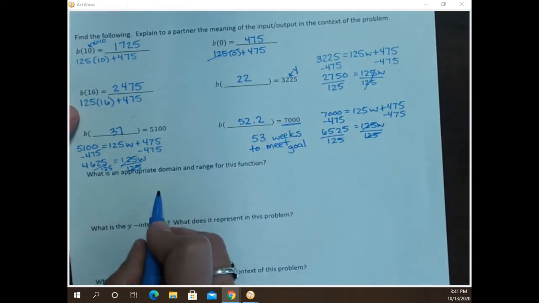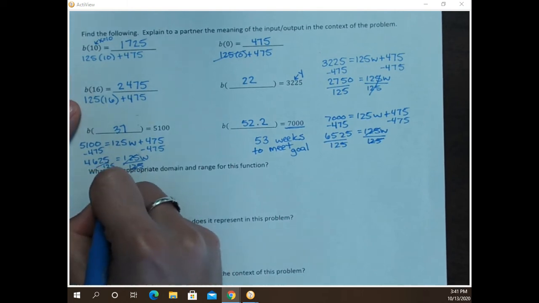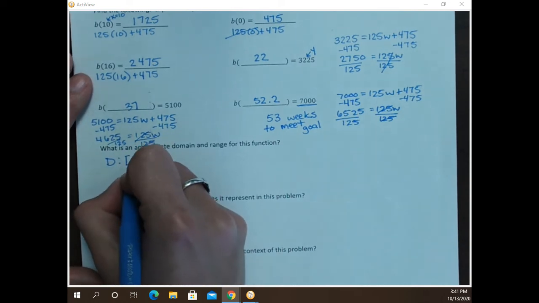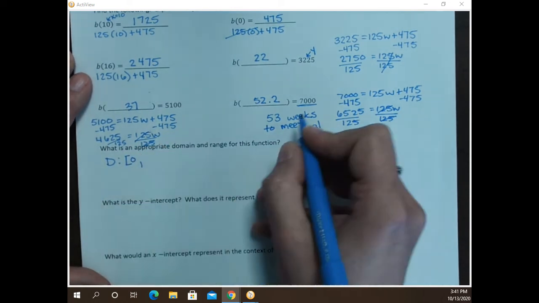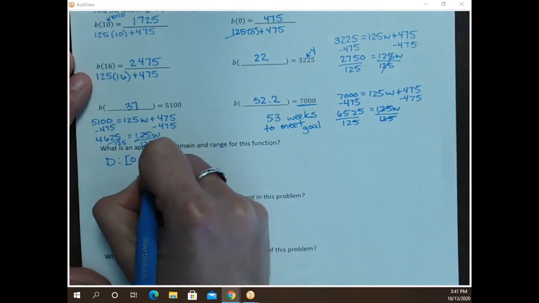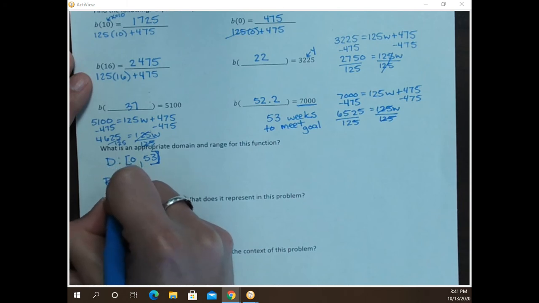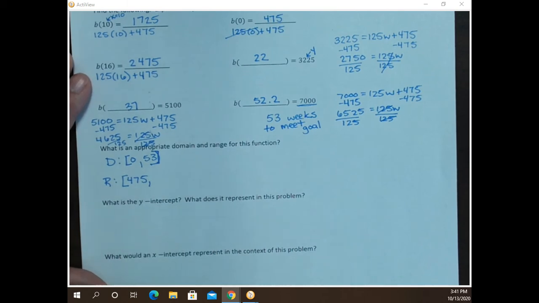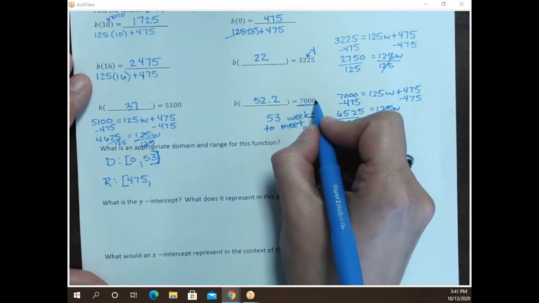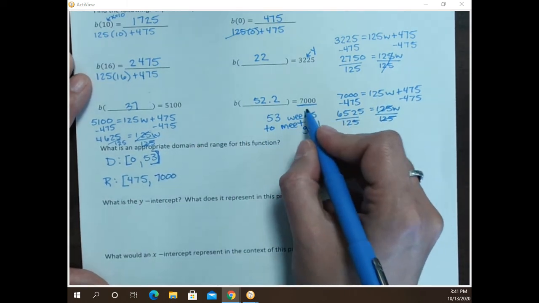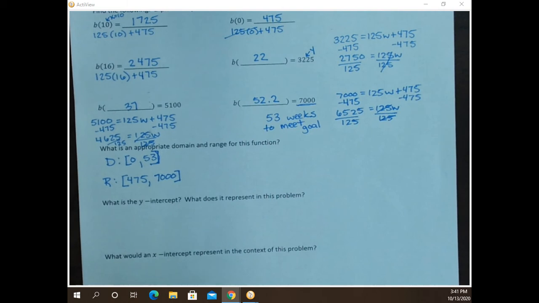And that's important when we talk about domain and range. So domain here would be, again, our X, our number of weeks. So we're starting at 0, and we have to go to 53 weeks to meet that goal. And then for our range, we know we start with 475 in our account, and that amount increases until we get to our goal, which is 7,000. So in 53 weeks, we'd actually make a little more than 7,000, but I'm just going to leave that as 7,000 since that's our goal amount.